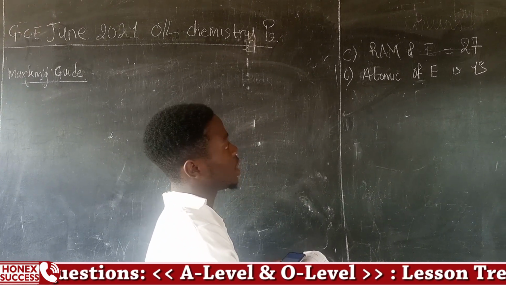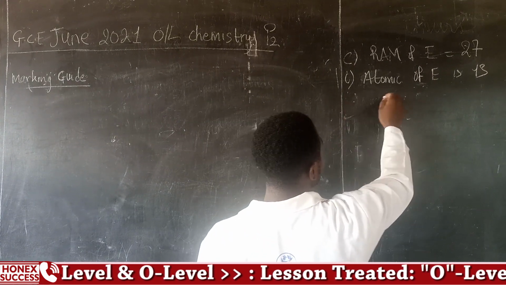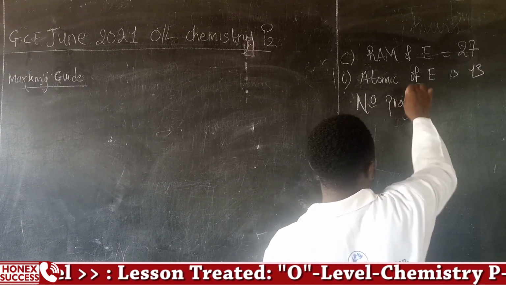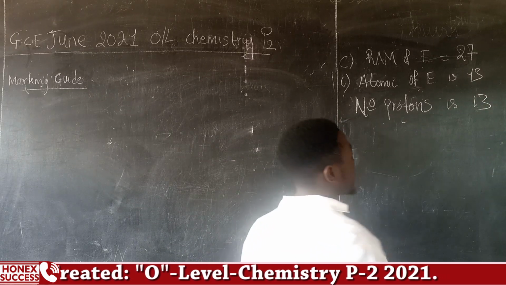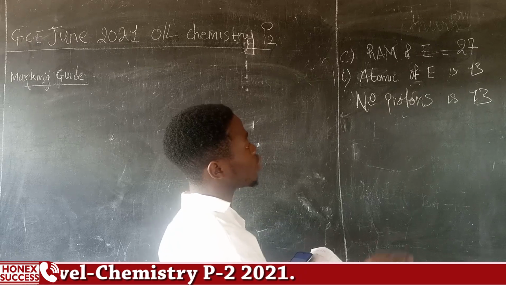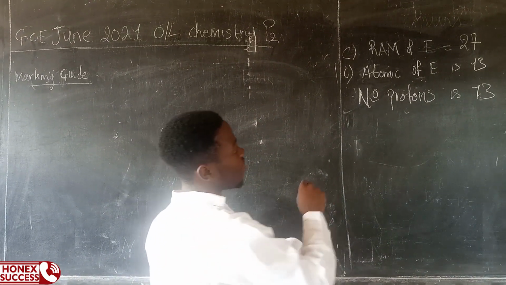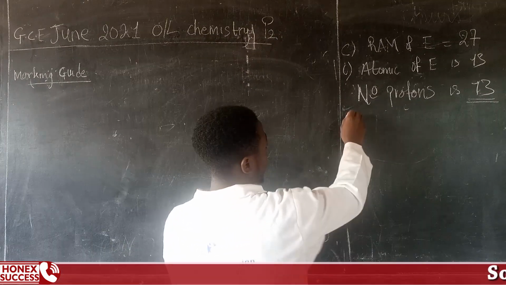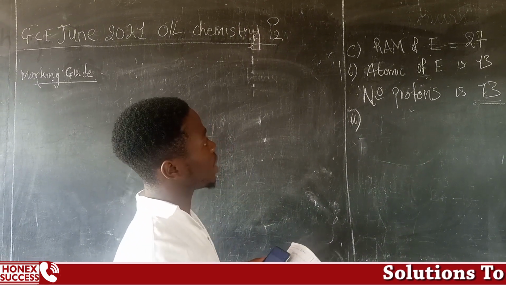For an element to have atomic number 13, it simply means the number of protons in the nucleus of that atom is 13. So this statement already answers our question for the number of protons that we are looking for. That is 13, since the number of protons in the nucleus of an atom gives the atomic number of that atom. So the number of protons is 13.